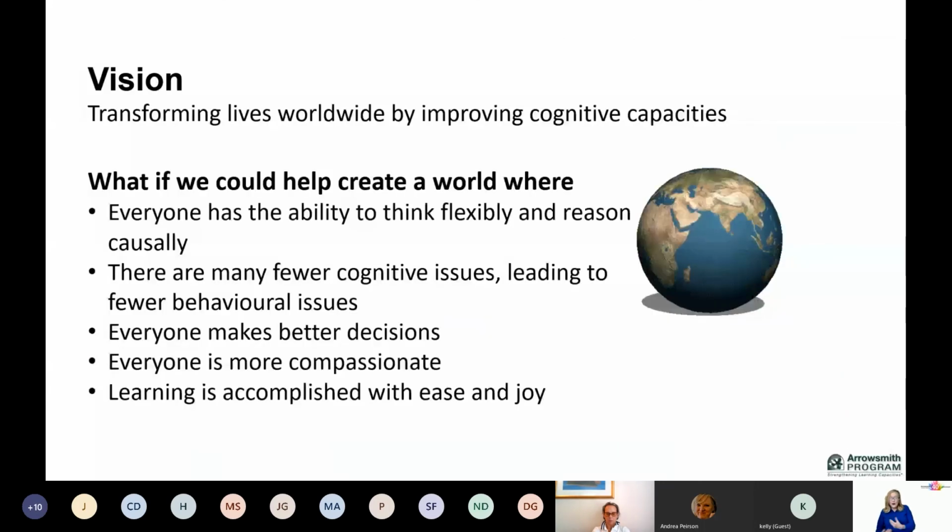And then if I think about our vision as an organization, it is really transforming lives worldwide by improving cognitive capacities. And really, what if we could help create a world where everybody has the ability to think flexibly and reason causally? To me, there would be fewer cognitive issues leading to fewer behavioral issues. People would make better decisions. People would be more compassionate because they could take the perspective of other people. And learning is accomplished with ease and joy.